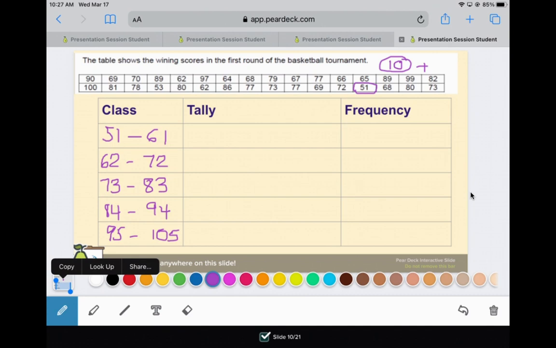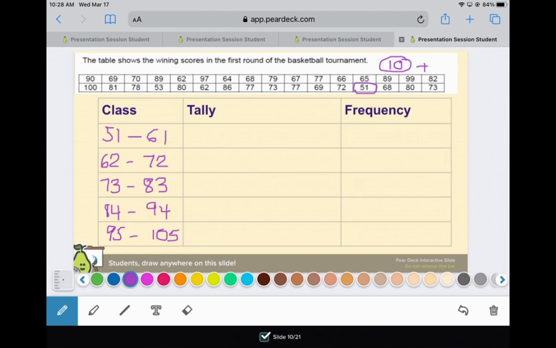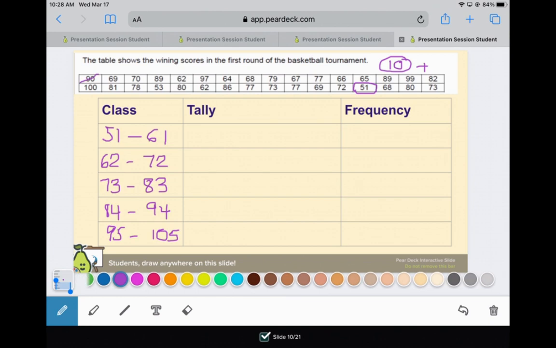Questions on that column? Okay. So now what I would do is I'm going to go back and do the tally. So 90 should belong to class number 5. 100, class number 6. You can go in any order that you want.